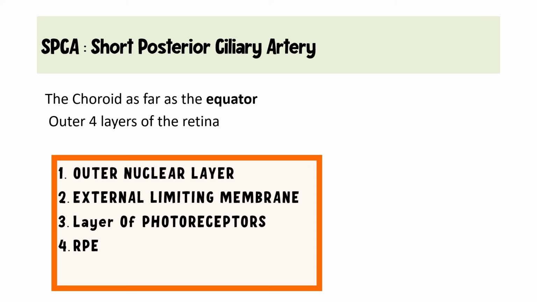There are no long posterior ciliary arteries vertically. And then we have some short posterior ciliary arteries which are present on either side of the optic nerve. The short posterior ciliary arteries basically supply the choroid as far as the equator, and along with that they supply the outer 4 layers of the retina. So what are these outer 4 layers of retina? We have the retinal pigment epithelium, which is the outermost. We have the layer of photoreceptors, the external limiting membrane, and the outer nuclear layer.